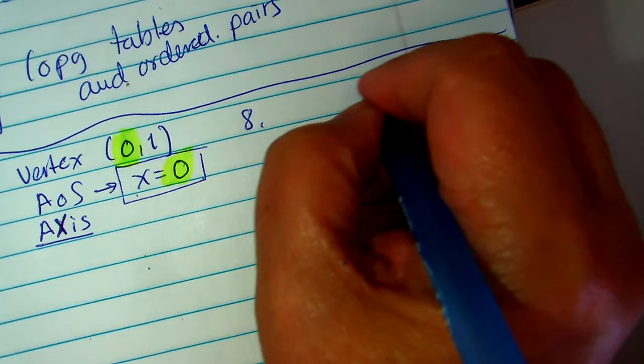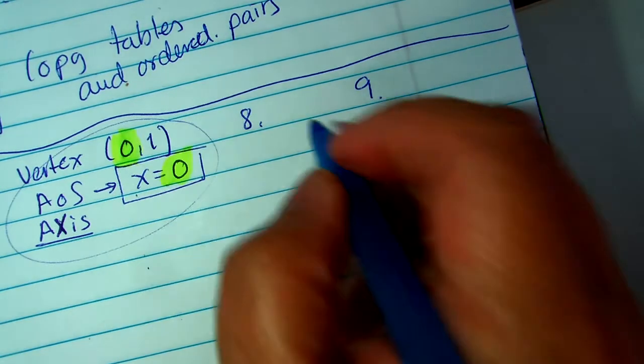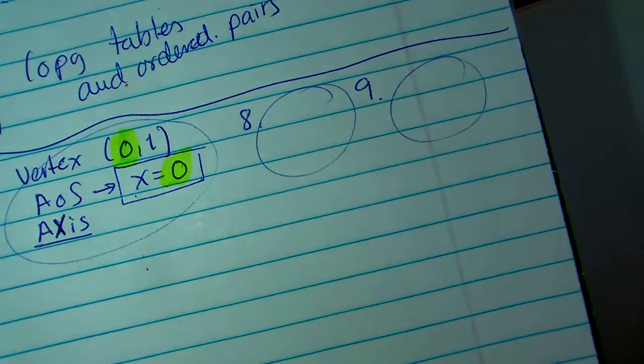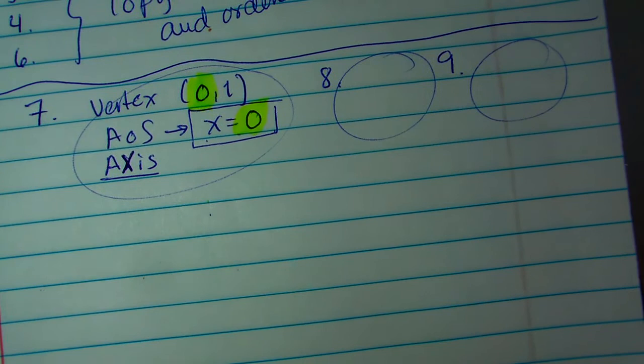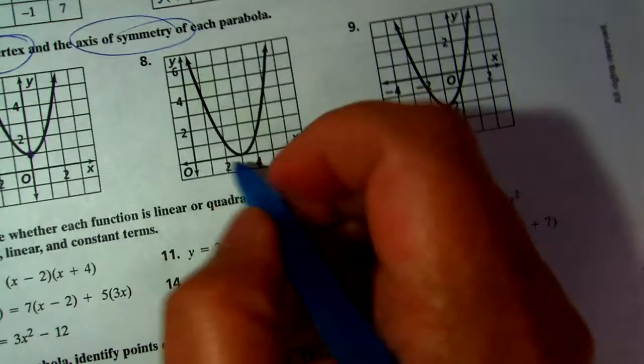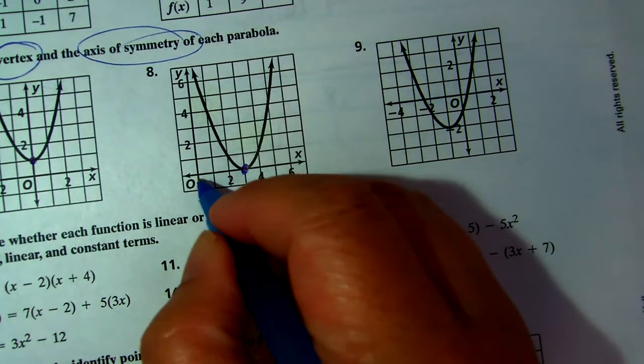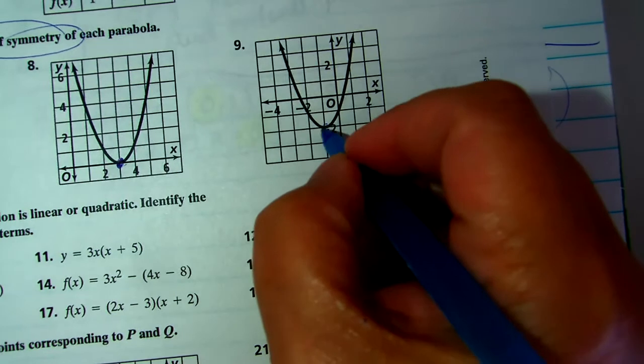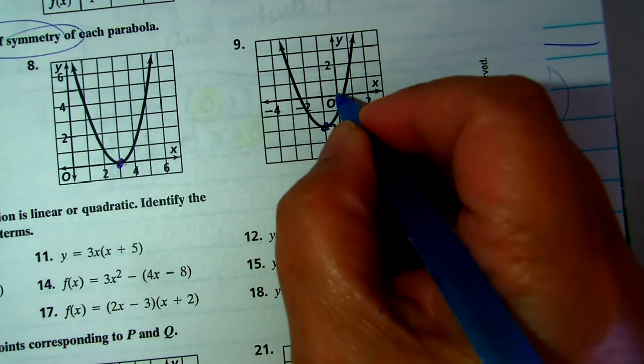So you do the same for number 8 and number 9. Exactly what I did here, you do it for number 8 and number 9. All right? Piece of cake. All you have to do is find where the vertex is located. Where is this vertex located? Look at the coordinates. Where is this vertex located? Look at the coordinates. This is the origin.